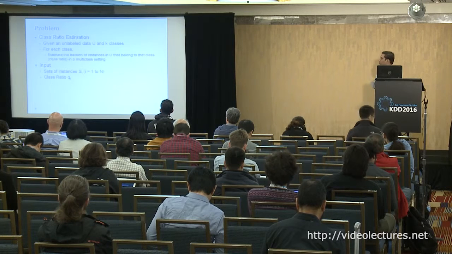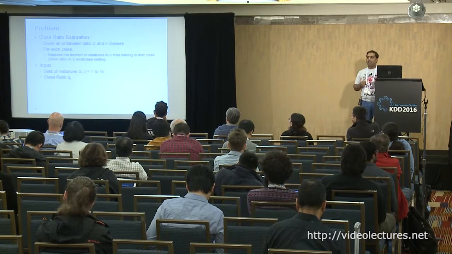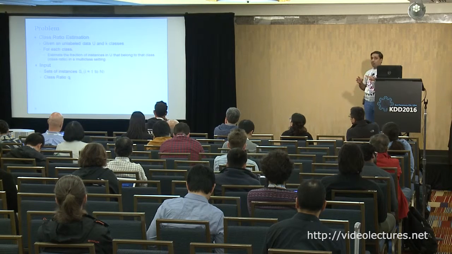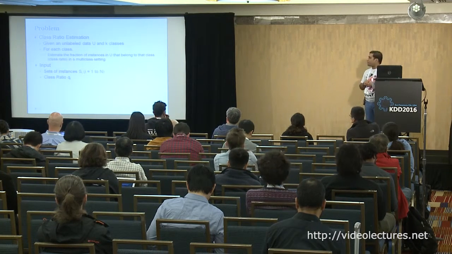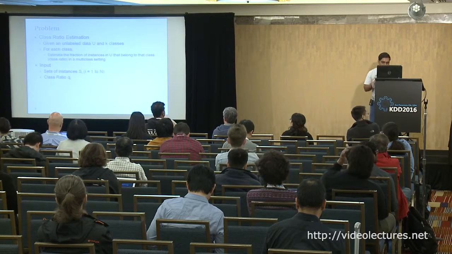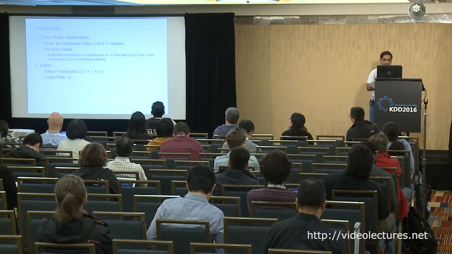The inputs are as follows. We are given sets of instances, and we are also given proportions of labels in each of those sets. We are not given instance level labels. That's the setting that I'm going to work with. And I'll give a motivation for where this is coming from.